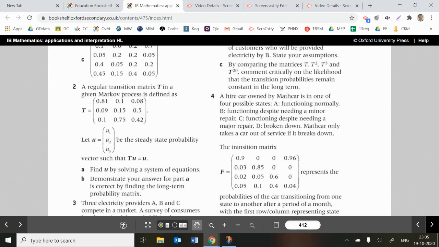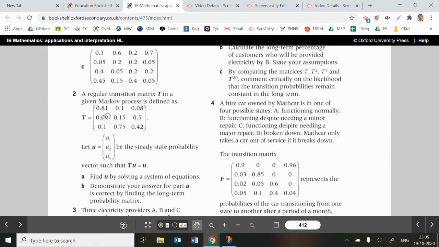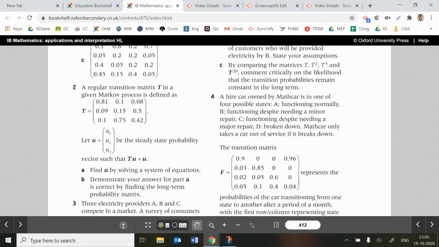So it said find U by solving a system of equations. So that was solving Tu equals U by multiplying out a matrix with a vector to get that same vector again, so coming up with 3 simultaneous equations. Part B was saying demonstrate this answer by finding the long-term probability matrix. That is to say, if you apply T n times over and then apply it to U, you should also tend towards U.